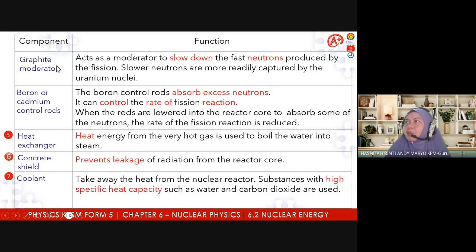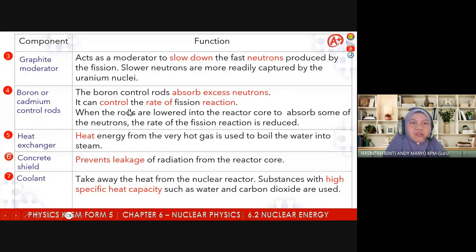Then what else do we have? The third component is the graphite moderator. You can check from the diagram where the graphite moderator is. The function of the graphite moderator is to slow down the fast moving neutron. And fourth, we have boron or cadmium control rods. The function of this control rod is to absorb excess neutron.